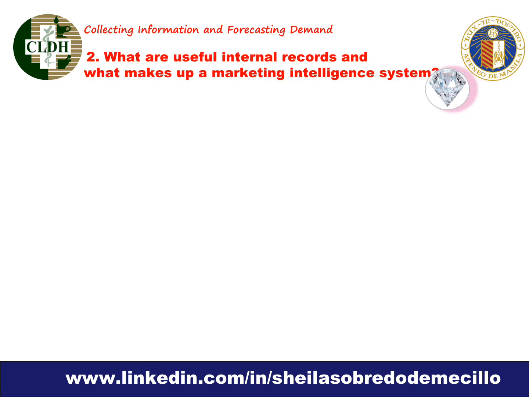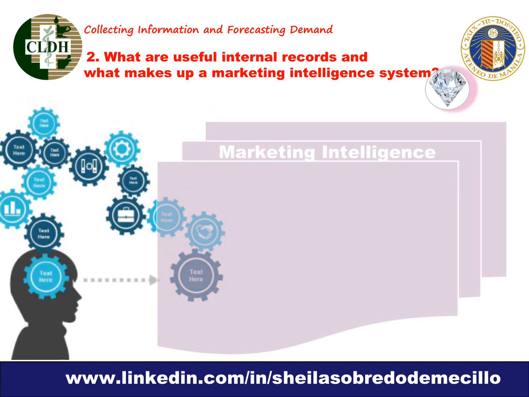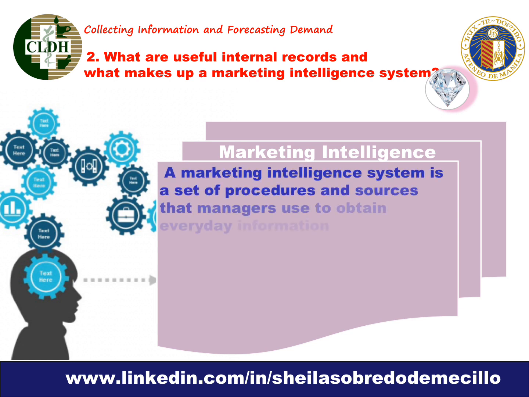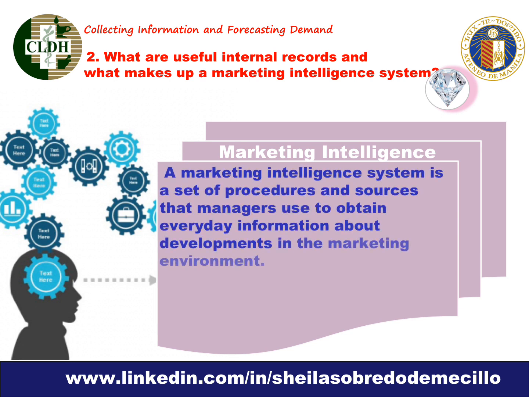A marketing intelligence system is a set of procedures and sources that managers use to obtain everyday information about developments in the marketing environment. The internal record system supplies results data, but the marketing intelligence system supplies happenings data.